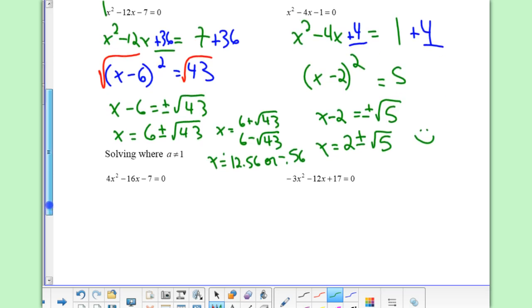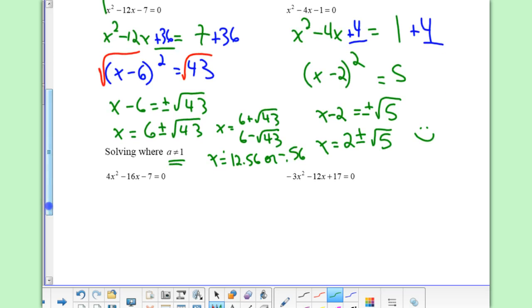Now, those are the basic ones where a is equal to 1. We're going to do some where a doesn't equal 1, and they're a little trickier. And now you'll have to use all 6 steps.